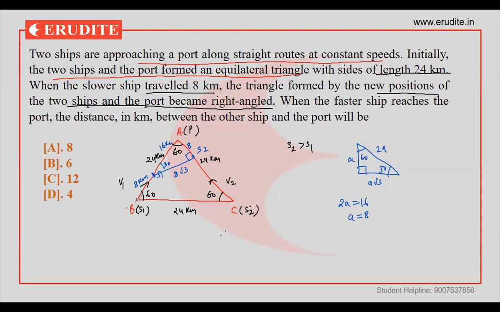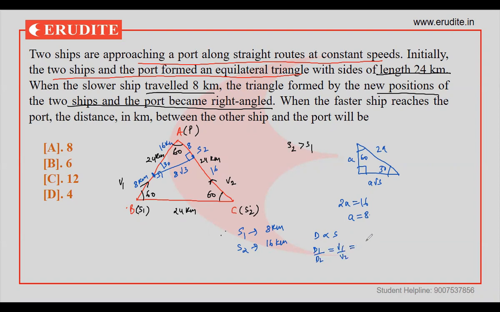So by the time ship 1 covered the 8 kilometers, ship 2 is going to cover how much? If this is 8, total is 24, this is 16. Time is constant, so distance is directly proportional to speed. So I can say that distance 1 upon distance 2 is equal to V1 upon V2.